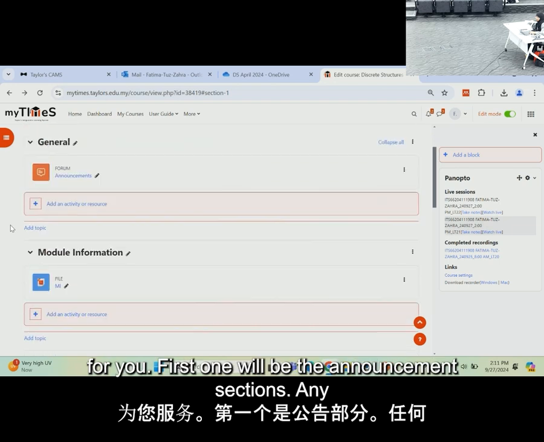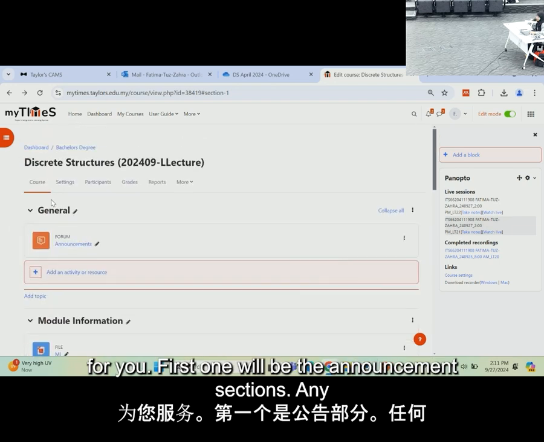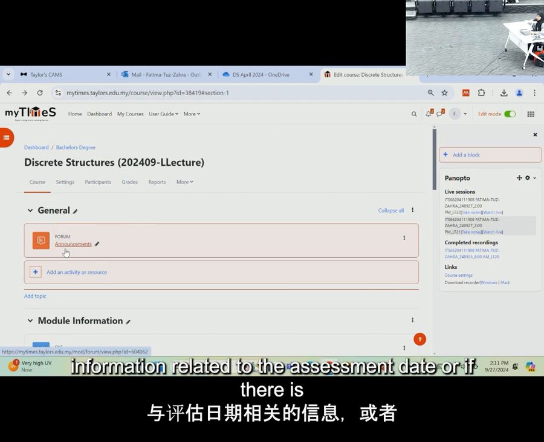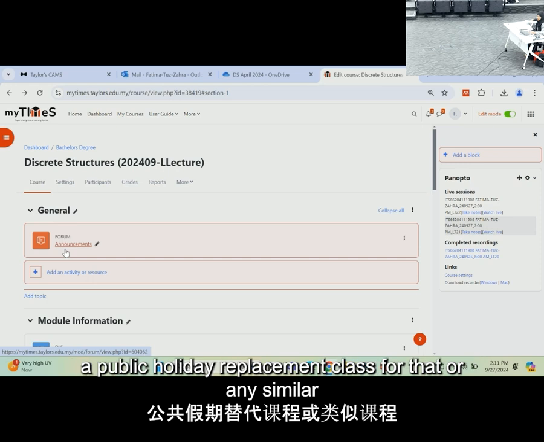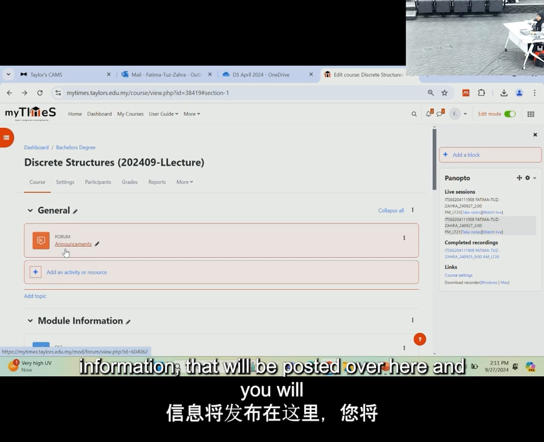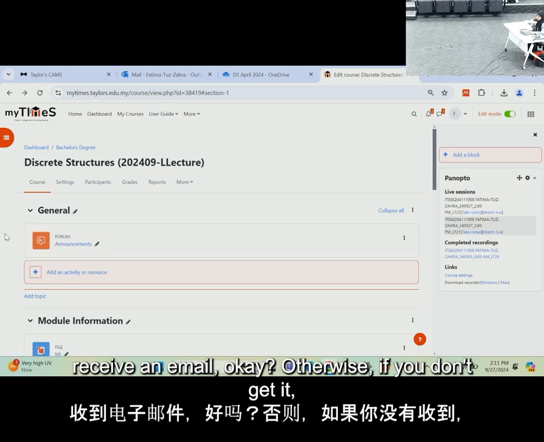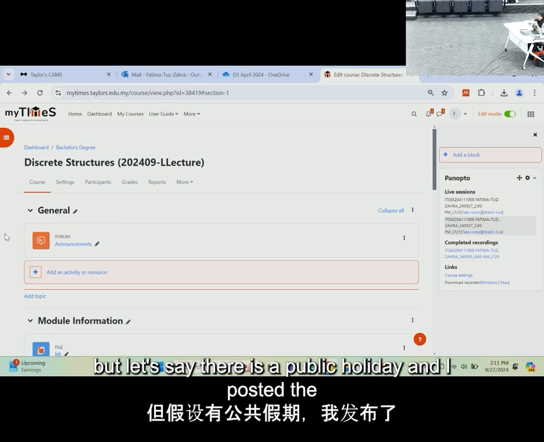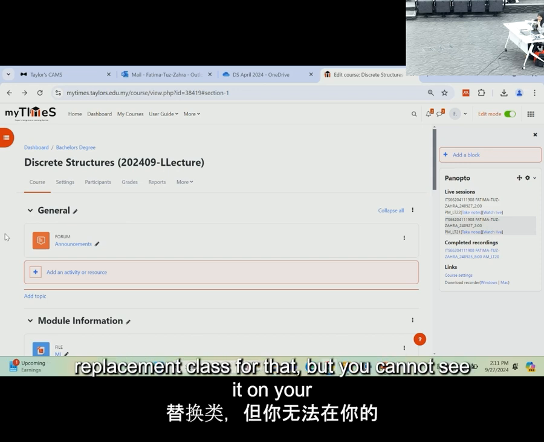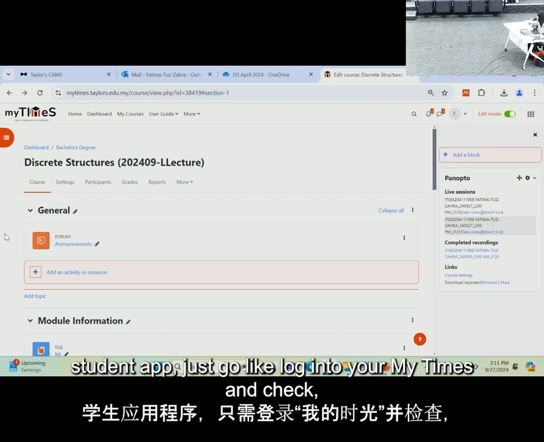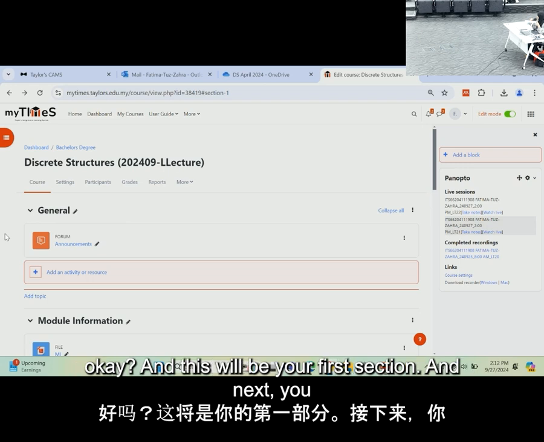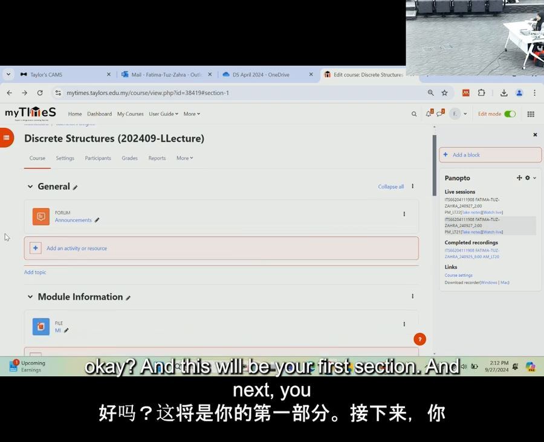I'll just walk through those for you. The first one is the announcements section. Any information related to the assessment date, or if there is a public holiday and a replacement class for that, or any similar information, will be posted over here and you will receive an email. Otherwise, if you don't get it, but let's say there is a public holiday and I've posted the replacement class, but you cannot see it on your student app, just log into My Times and check. This will be your first section.